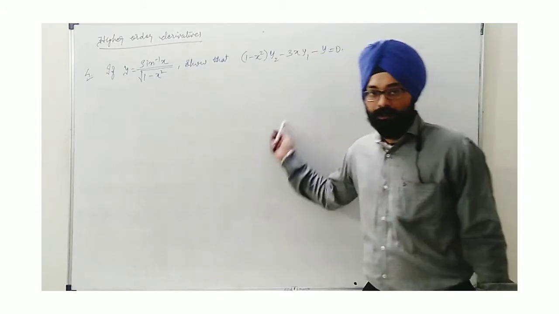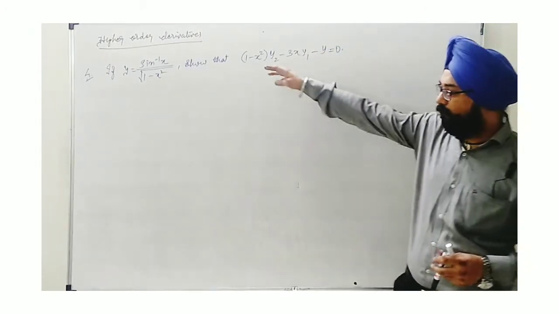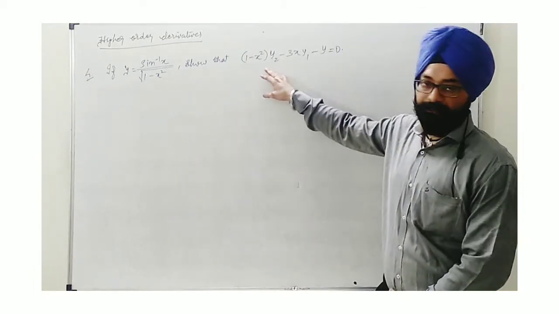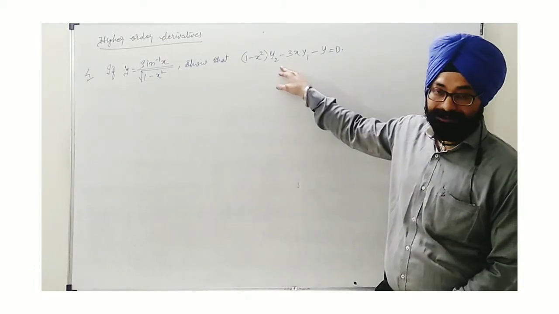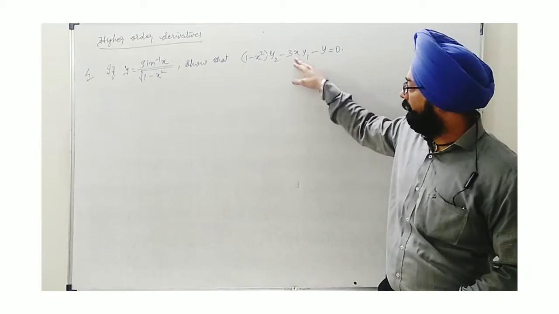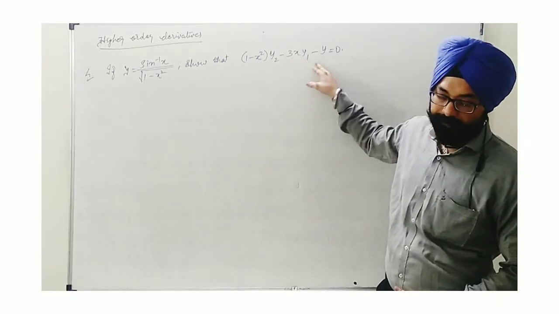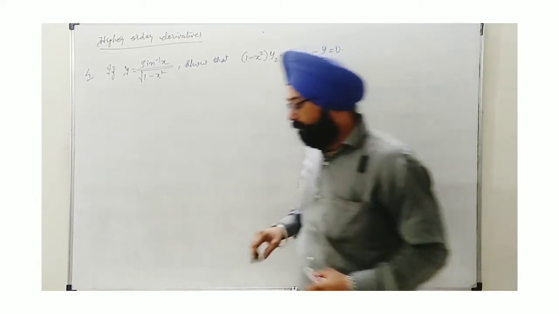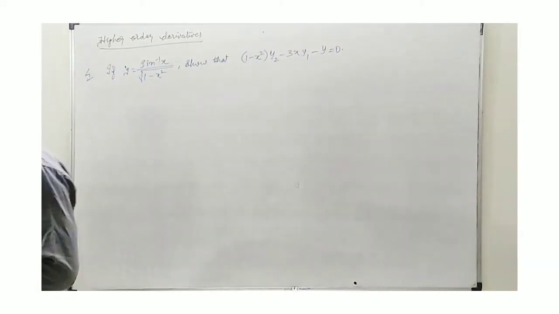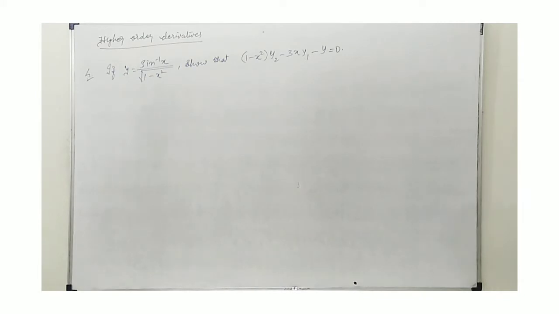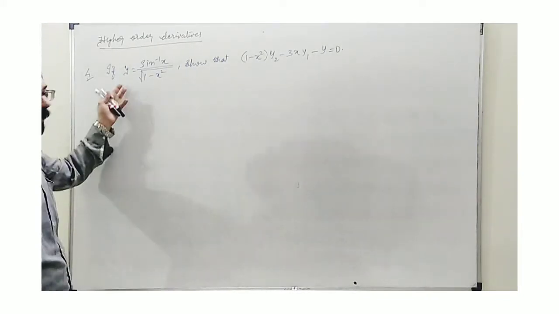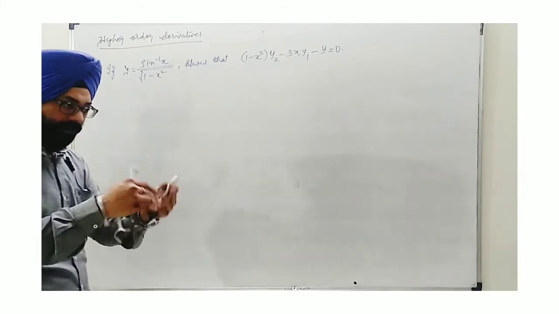Now here, in this fourth question, I have taken y is equal to sin inverse x upon root 1 minus x square. We need to show that (1 minus x square) into y2, which is the second order derivative, minus 3x y1, first order derivative, minus y is 0. Here in this question, first of all, what will a student generally think? Obviously a student will start to differentiate as it is. So we will see that one.